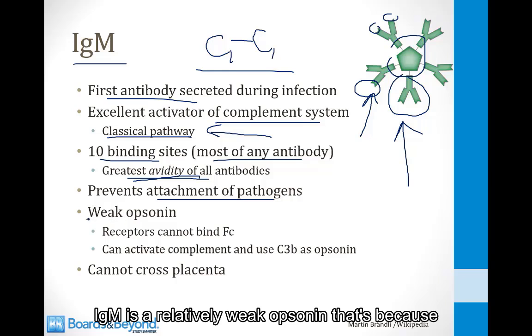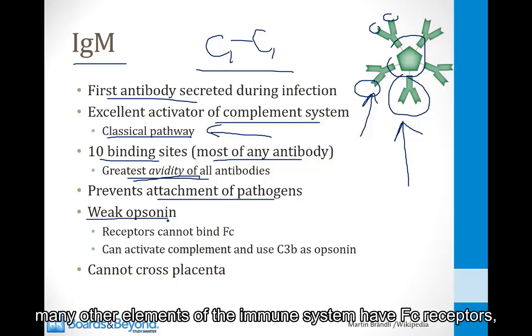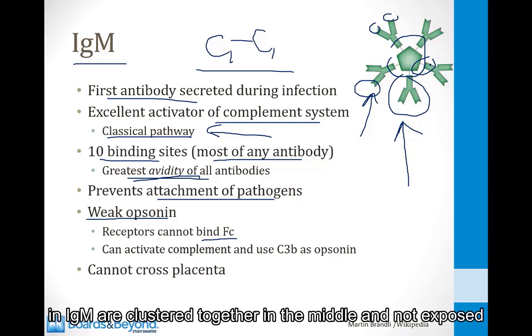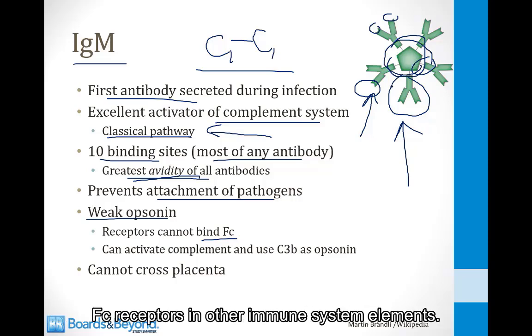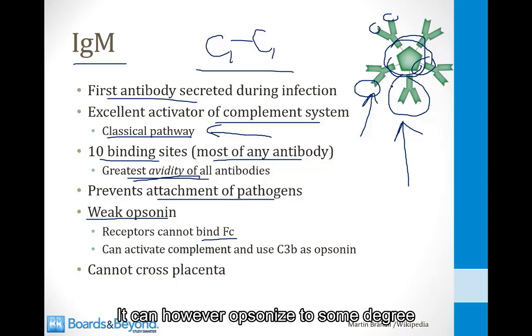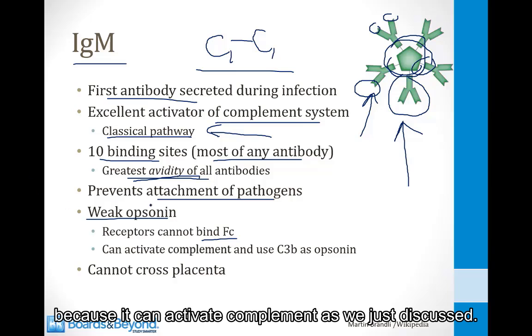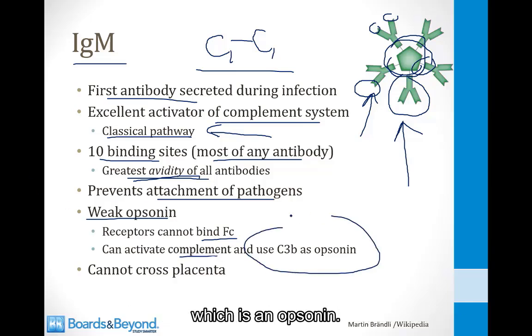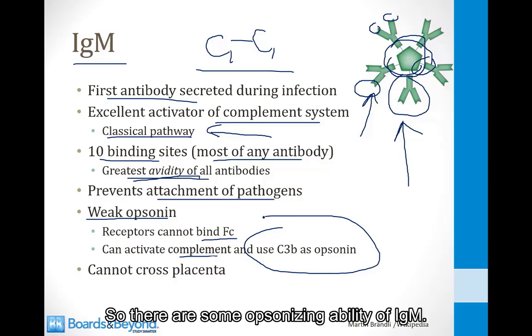IgM is a relatively weak opsonin. That's because many other elements of the immune system have Fc receptors, which bind to the Fc portion shown here on the antibody. Well, all the Fc portions in IgM are clustered together in the middle and not exposed. Therefore, they often do not bind Fc receptors in other immune system elements, and therefore IgM is a relatively weak opsonin. It can, however, opsonize to some degree because it can activate complement, as we just discussed. And the complement pathway can generate C3b, which is an opsonin, so there is some opsonizing ability of IgM.